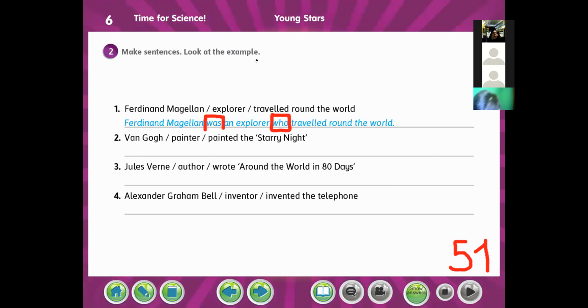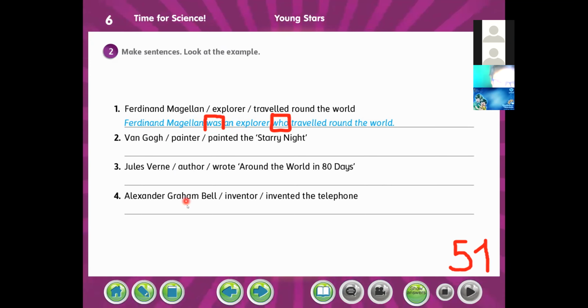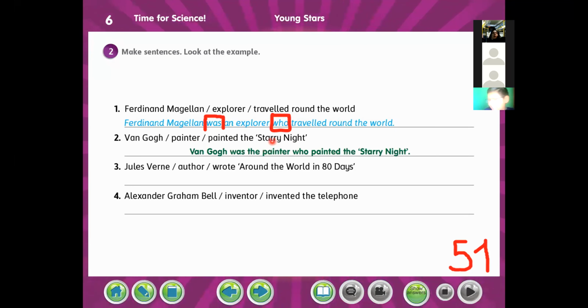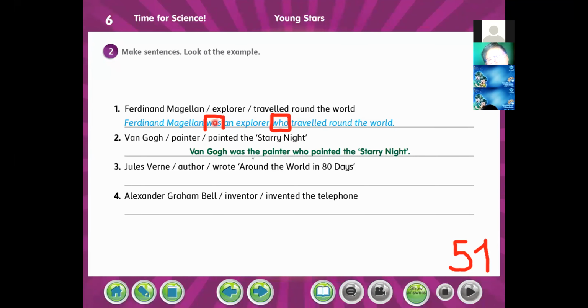Now, one volunteer, please. Who can tell me the number two? Vincent Van Gogh. He's a famous artist. Was, because now he's dead. Okay, Valentina, tell me, please. Teacher, Van Gogh was a painter who painted Starry Night. Very good. You see, it's very similar. Van Gogh was the painter who painted Starry Night.